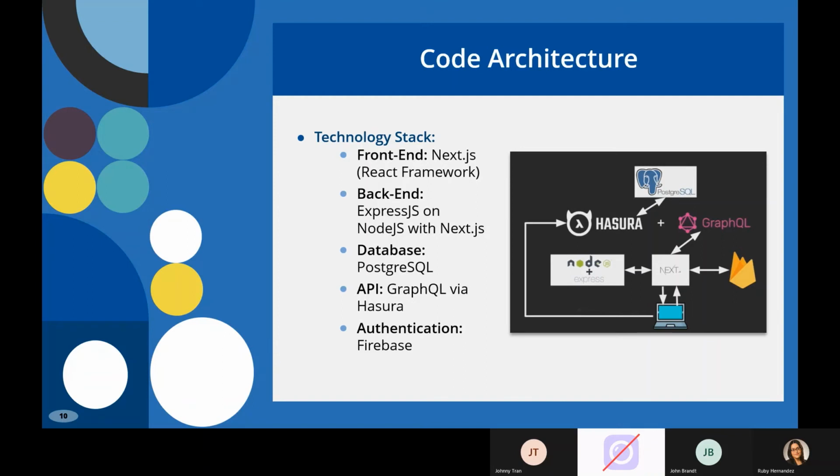And for the database, we're going to be using PostgreSQL, which is integrated with Hasura. And Hasura also has GraphQL, which is designed to make APIs fast, flexible, and developer friendly. And for the authentication, we're going to be using Firebase. It authenticates the users.